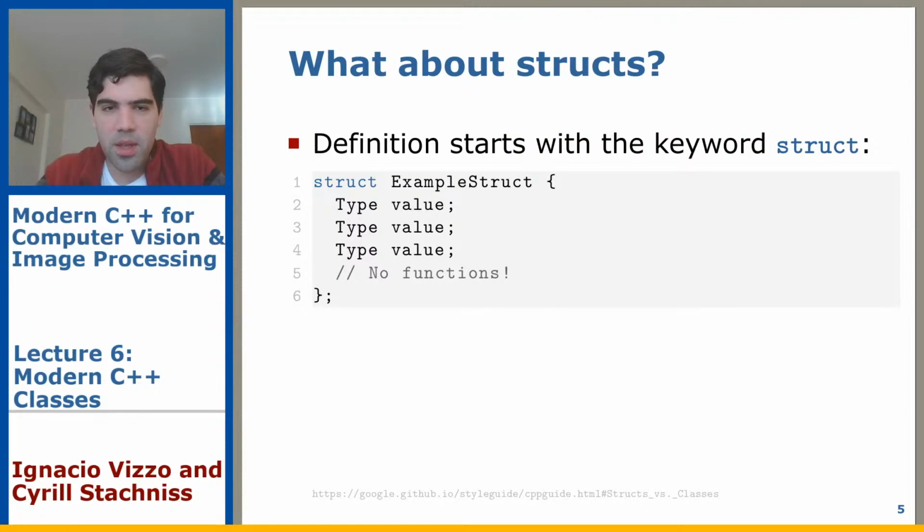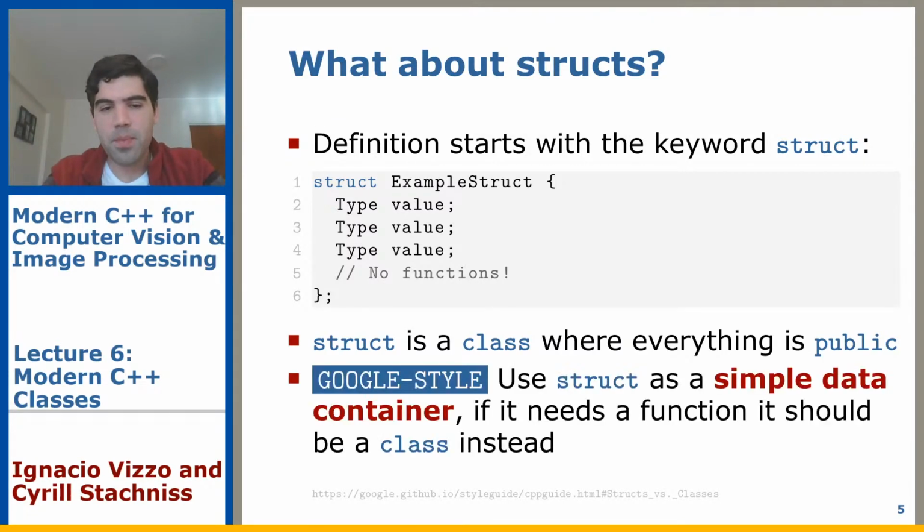So what about structs? This is for C programmers, and it will be confusing. The meaning of struct in C++ has nothing to do with the meaning of the keyword struct in the C language. In C++, a struct is basically a class with all its members public. That's it, it's as easy as that. And then the idea is that you should use struct only as a simple data container, like a class that only contains data. But if you need any type of function, then you should use class instead.